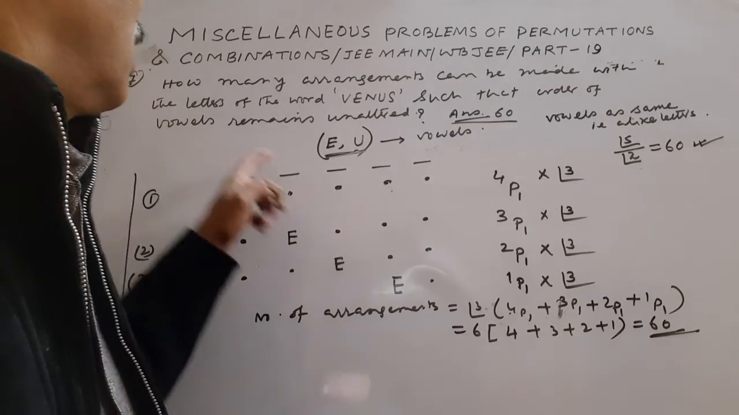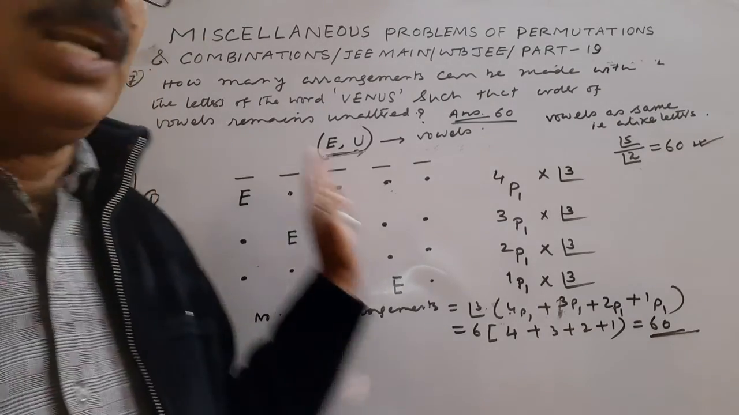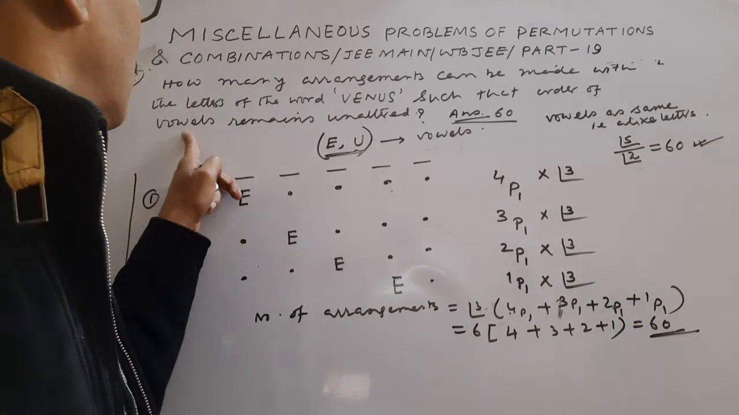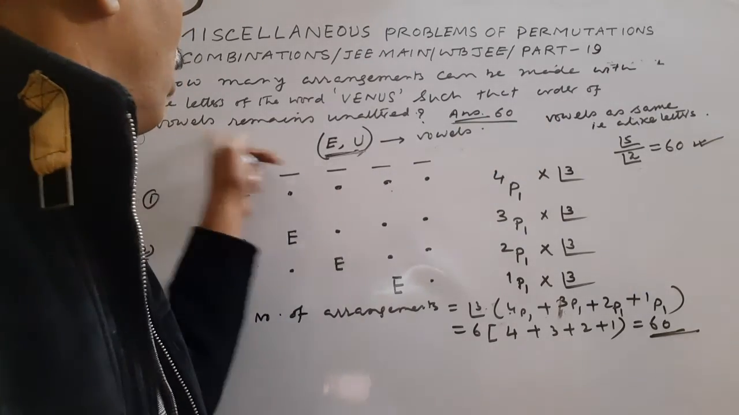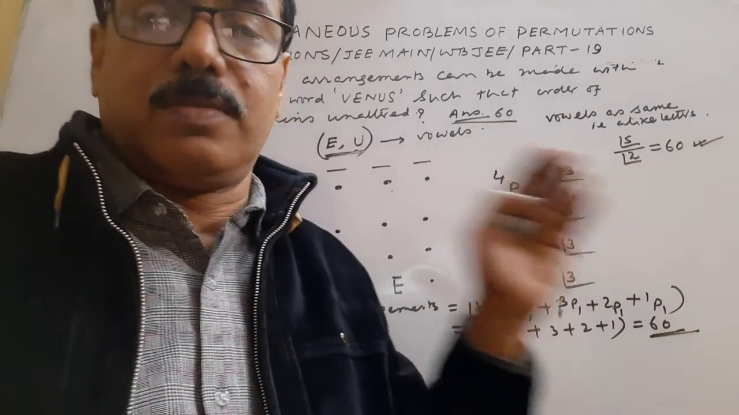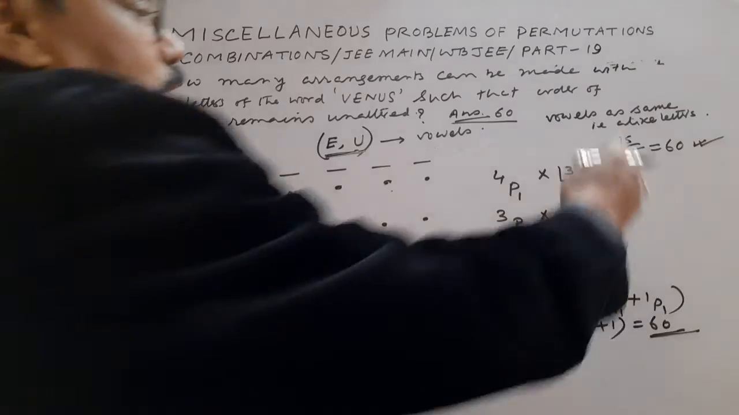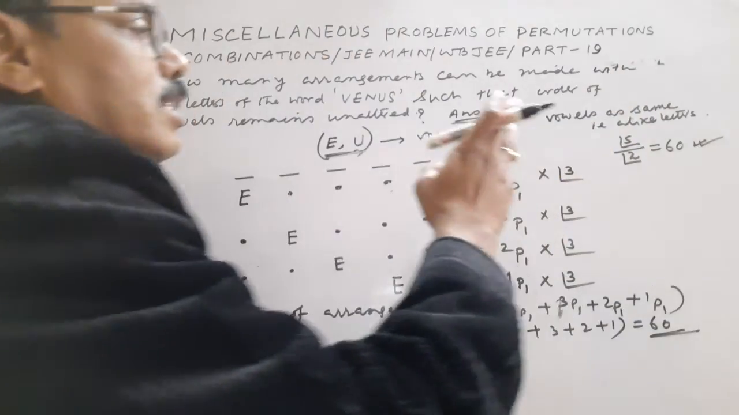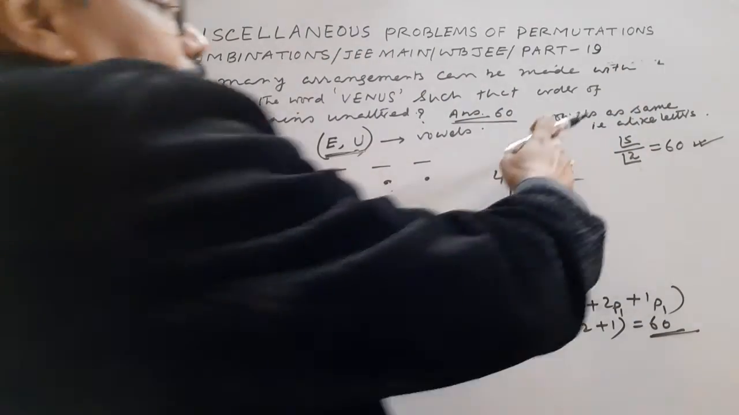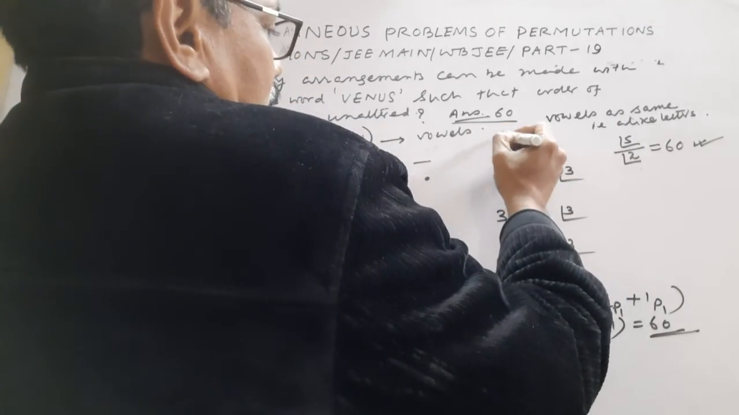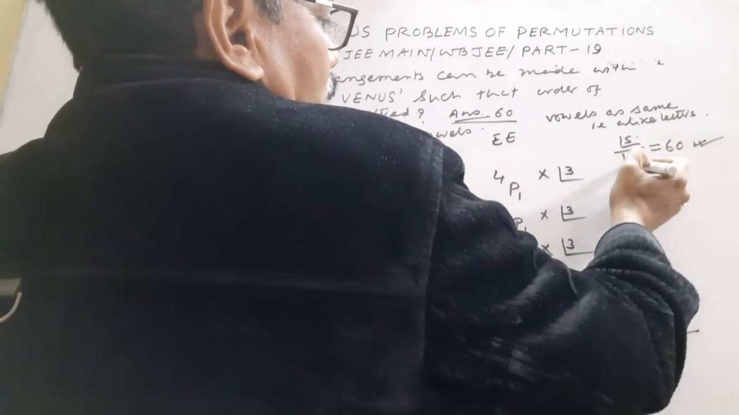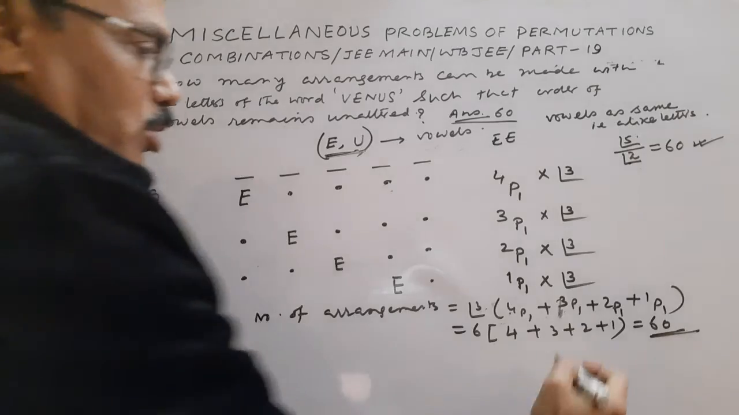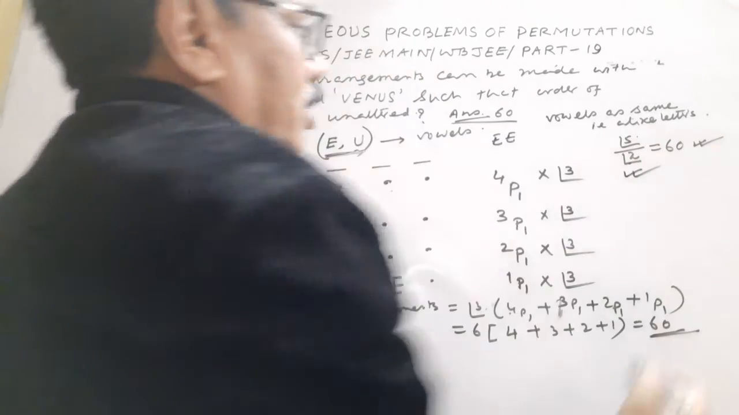If it is stated only that the order of vowels remains unaltered, not relative position, in this case we consider these 2 vowels as alike letters, suppose both are E. So factorial 5 by factorial 2. So this is the shortcut.